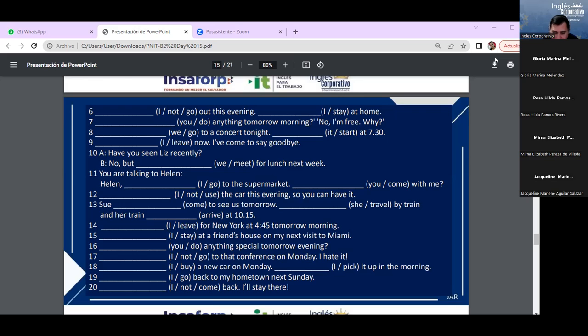I stay at home. Esa queda así. Es tiempo presente. Las dos son progresivas. I'm not going out this evening. I'm staying home. I'm not going out this evening.